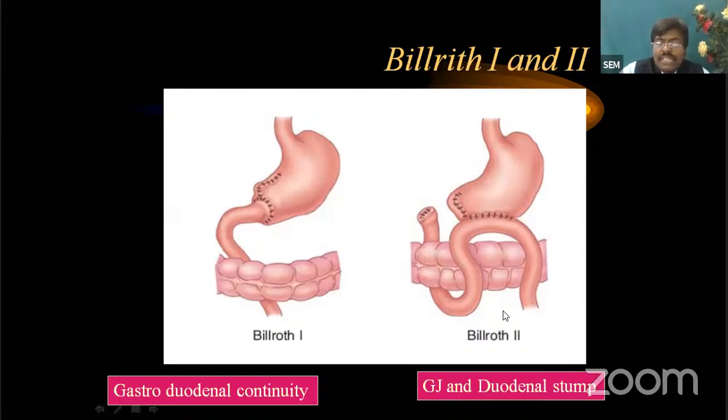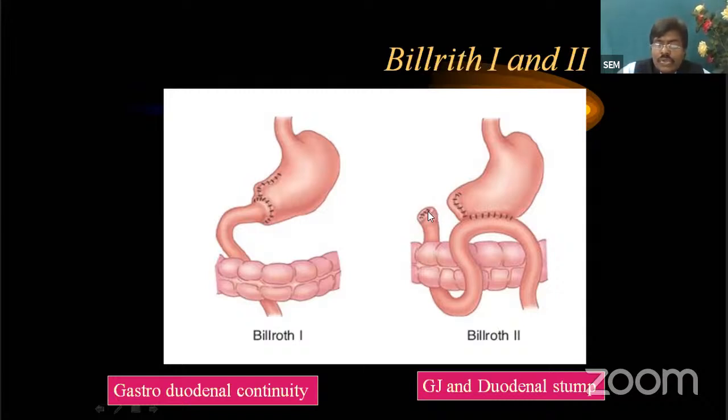That is Billroth 2 gastrectomy. What is Billroth 2 gastrectomy? So here, carefully you watch. He removed the stomach here, okay? And after removing the stomach, he disconnected the duodenum. You have to imagine that D1. And he just closed the duodenum like this. So the stomach after removal is closed and the duodenum is closed. This is called a duodenal stump.